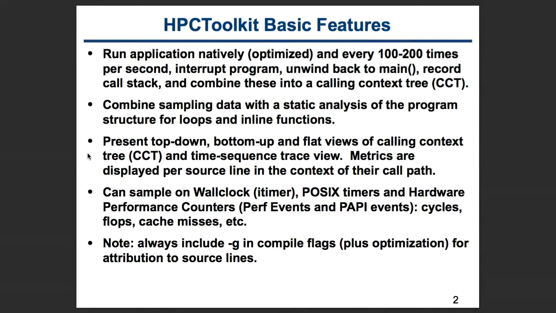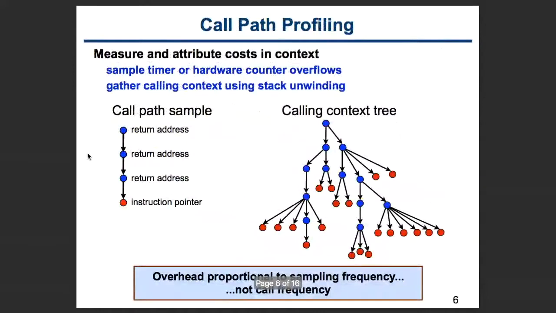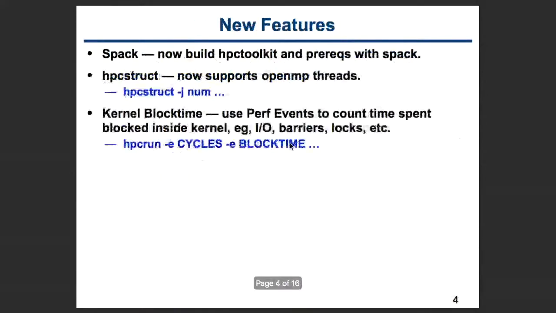So when I tell you we interrupt the program and make a path and then make a tree, this is the picture that you should have in mind. So we take an interrupt like 100 times a second, make a path over here, put them all together, and you get a tree. Okay, so everything I'm going to be showing you is showing you this tree in different forms. But this is the picture that you should have in mind.